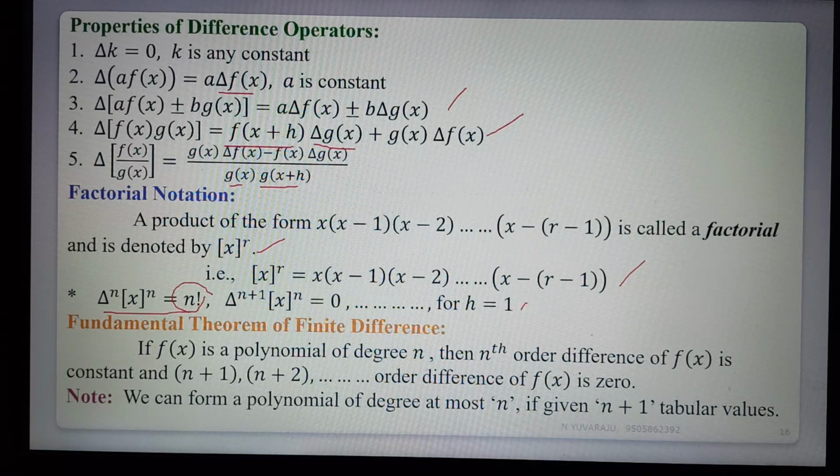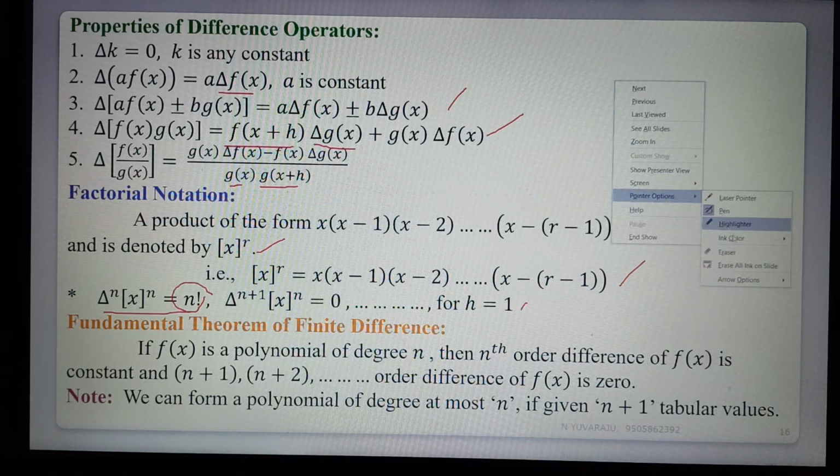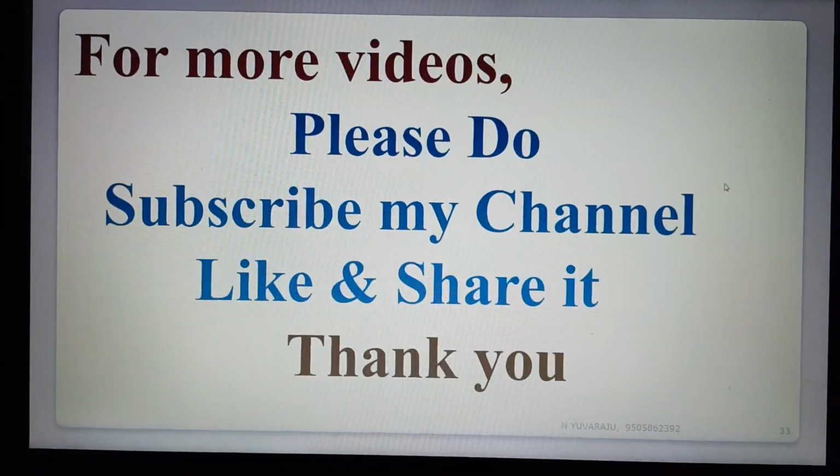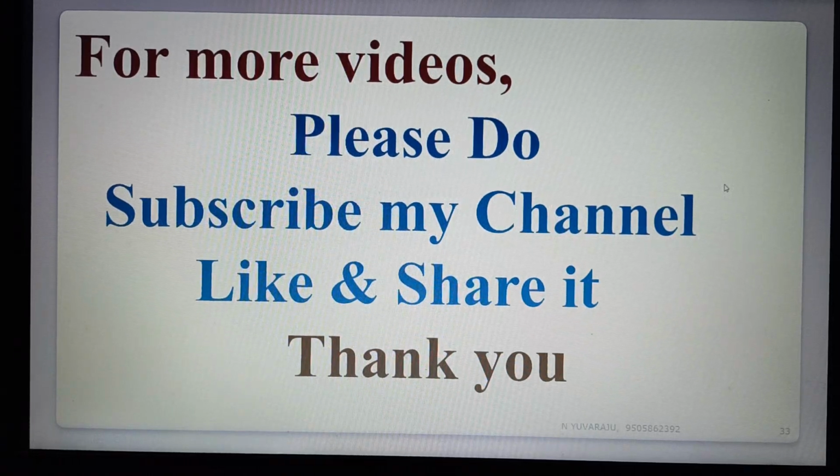Okay? So these are the basic definitions and the theorems. Okay, thank you. These are the basic definitions and some formulas and definitions, and also the relation between all differentiation.